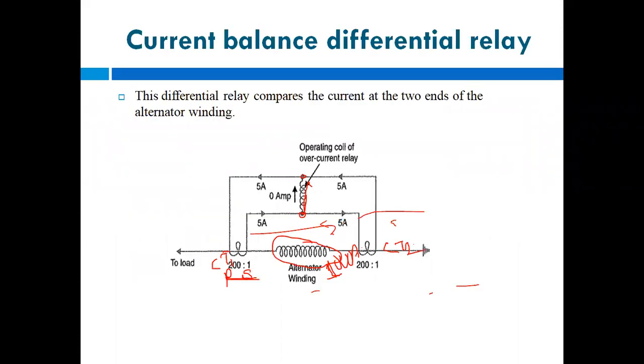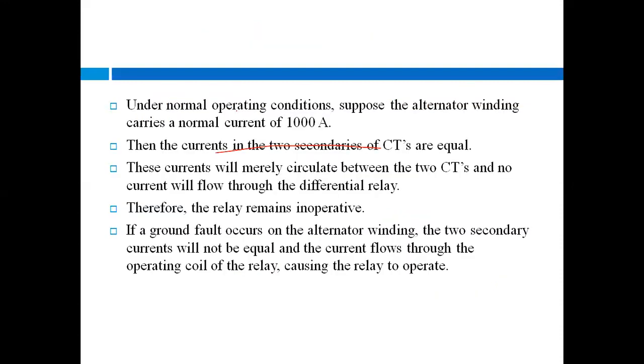The difference between these two currents will be zero. It means that there is no faulty section, and at this condition your relay will be inoperative, meaning it cannot operate. Now, if a ground fault occurs on the alternator winding, the two secondary currents will not be equal.